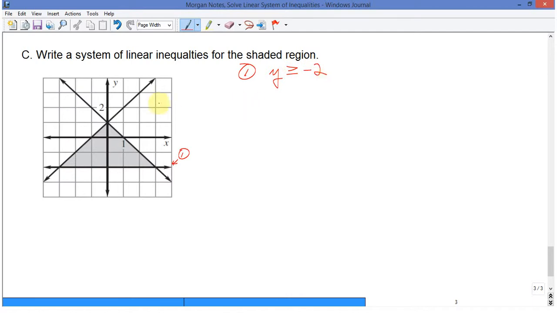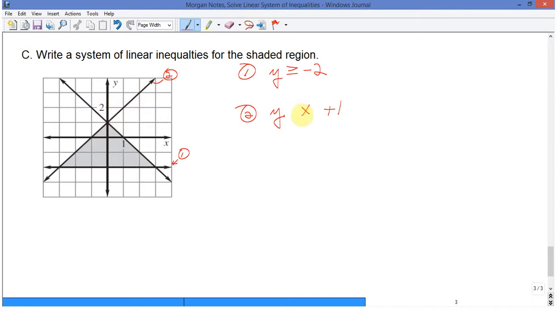Let's call this the second line. Let's work on it. So what I see is that the second line is passing through the y-intercept of 1. So this would have a plus 1. And it has a slope of 1. You can see that it goes up 1 over 1, up 1 over 1. So it would be x.